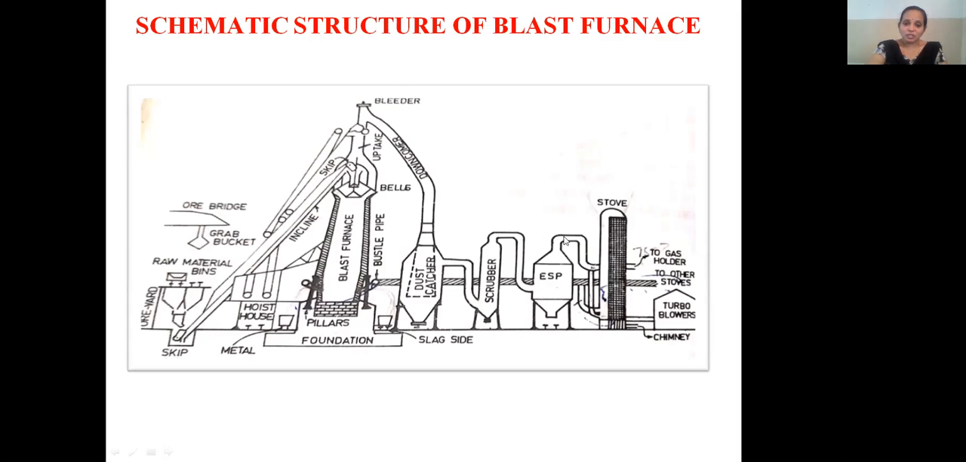The cleaned gases can be used as a fuel, as a reducing agent, and to preheat the furnaces, and elsewhere in the industries. So this is about the schematic diagram of the blast furnace. This is only the line diagram, the front view. The units will actually be there, but they can be assembled in different fashion in the industries. Okay.